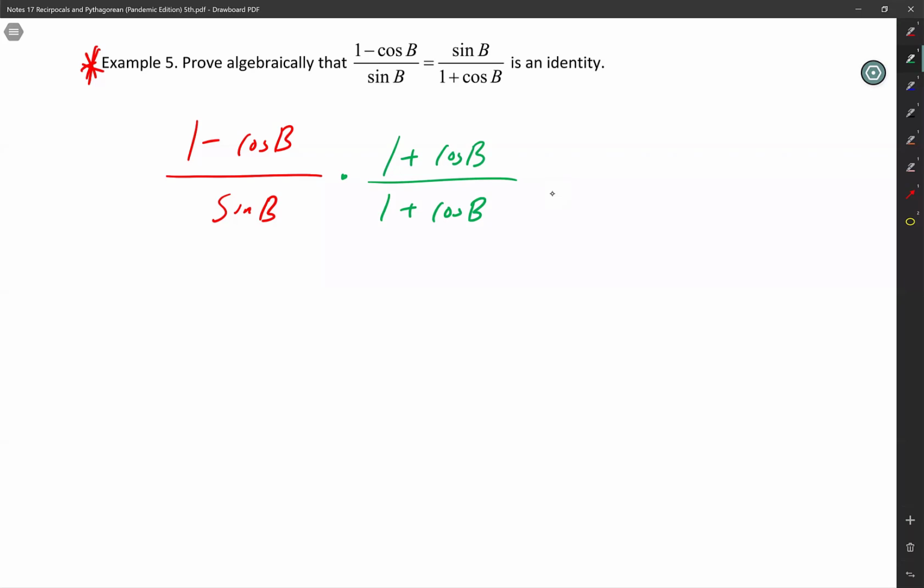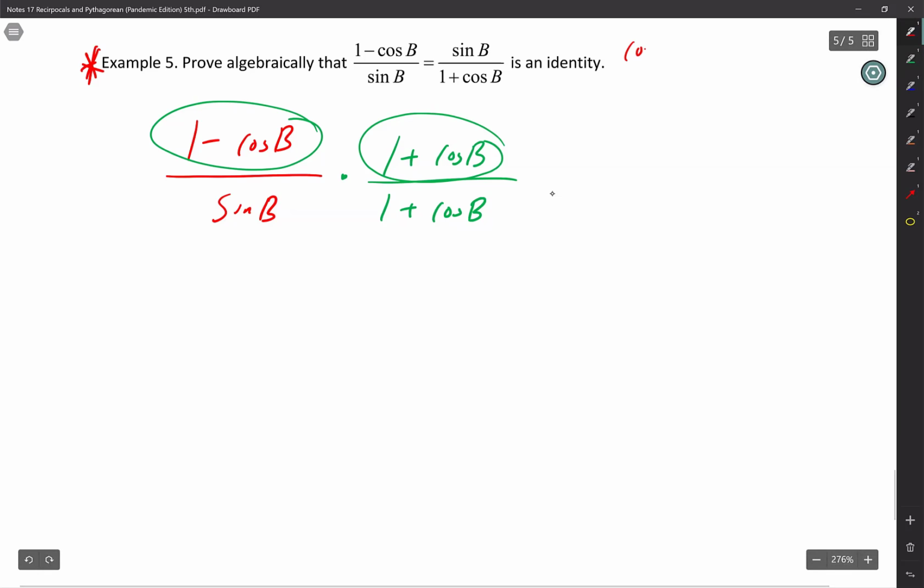Now, why am I doing that? Well, I want you guys to recognize, don't worry, you will get better with experience, that these two here are the difference of squares. And when you multiply the difference of squares, I'm going to have 1 minus cosine squared. And 1 minus cosine squared, I can replace with something because I know the Pythagorean formula. Cosine squared plus sine squared equals 1.